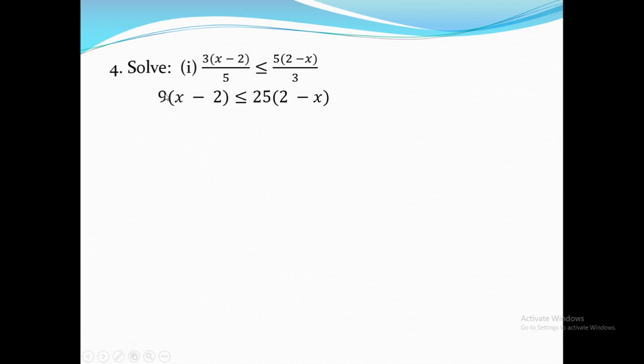Now take the 9 inside. So 9 into x is 9x and 9 into minus 2 is minus 18. And 25 into 2 is 50 and 25 into minus x is minus 25x.